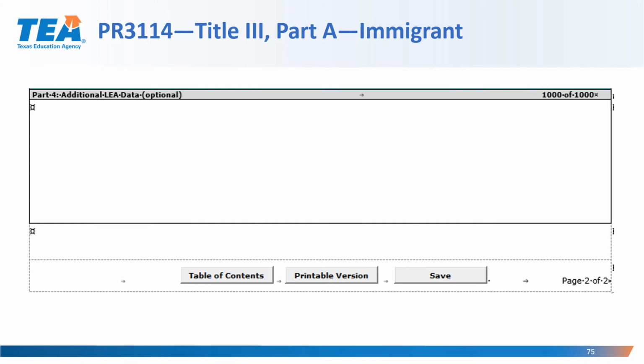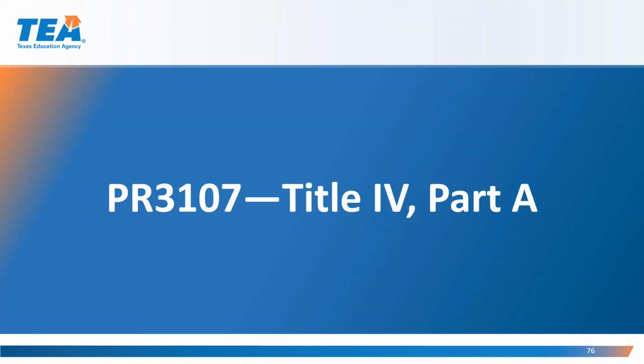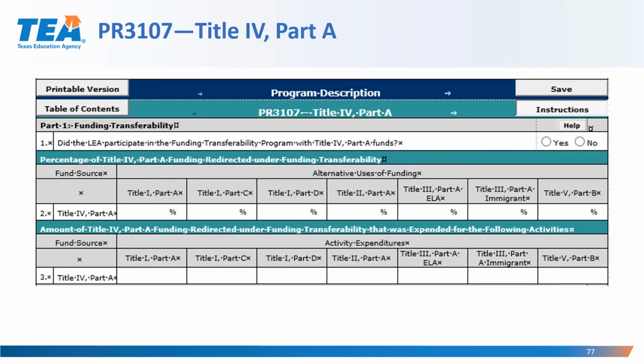In Part 4, there is additional space that the LEA may use to provide additional information. This is an optional space. PR 3107, Title IV, Part A. The functionality of the buttons at the top of the report are the same as for the other compliance reports, giving the LEA a way to print the report, a way back to the table of contents, a way to save, and a way to access the instructions.